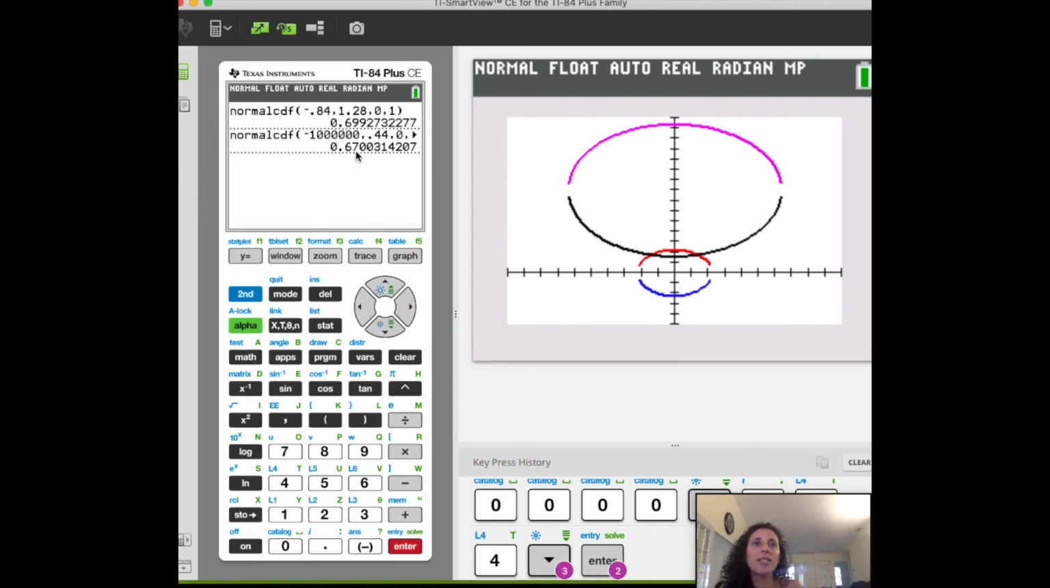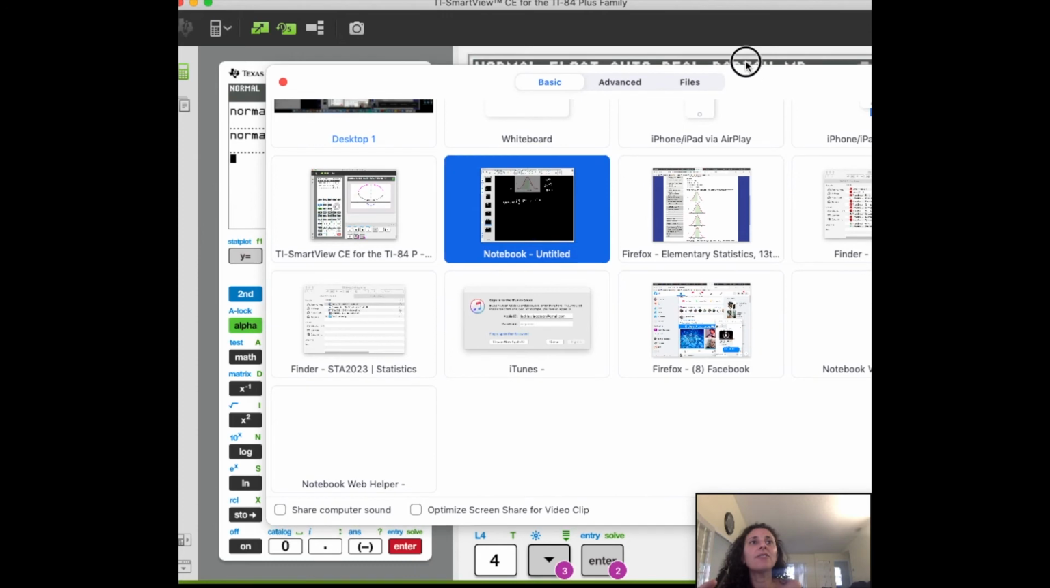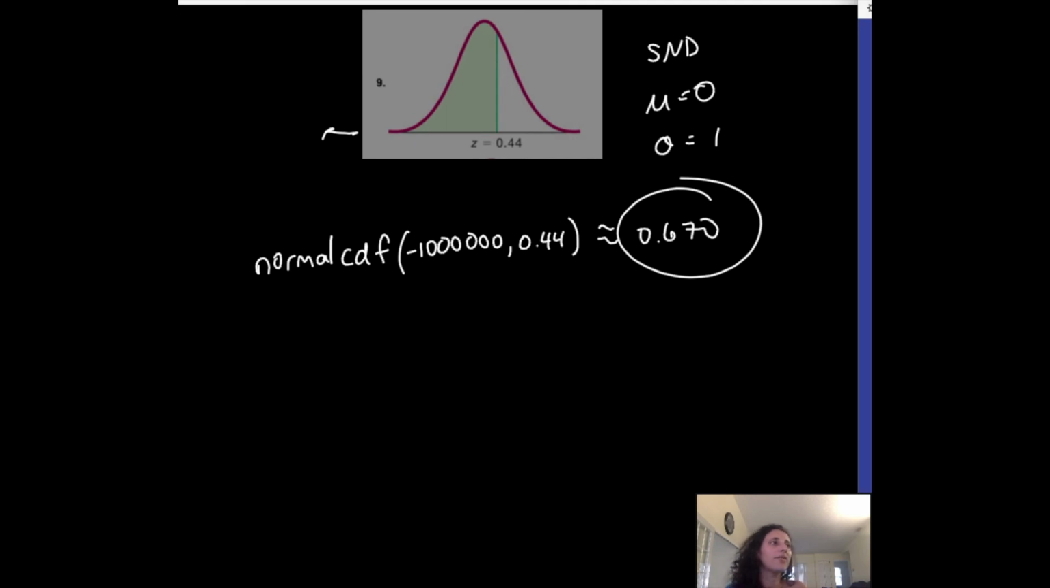Approximately 0.670. 0.670 is my area, in this case to the left of that z-score. So approximately 0.670. Now this is the area. If I'm doing probability, that's a whole other situation. We'll talk about that in a second. Right now, I'm given a beautiful curve.